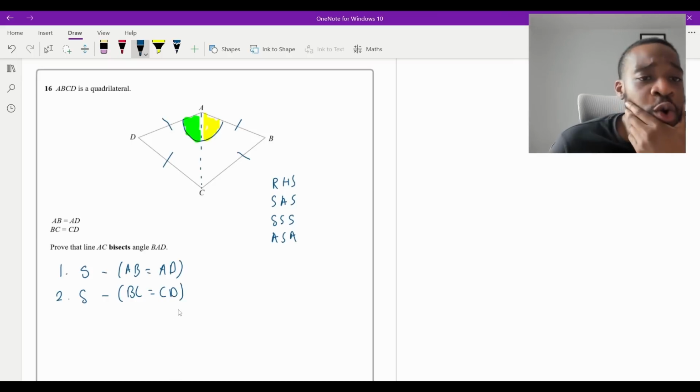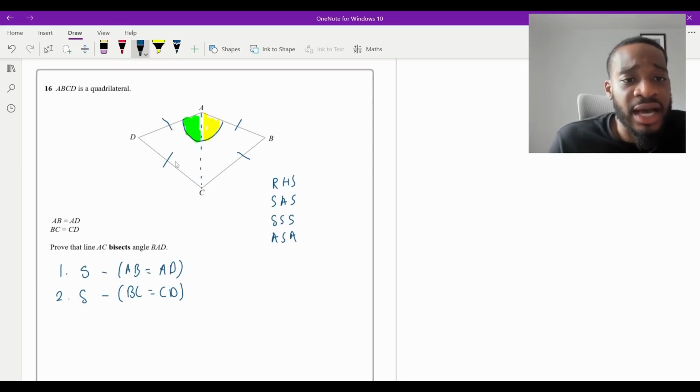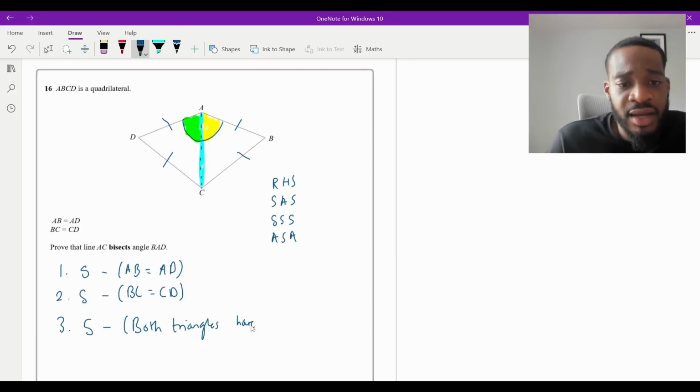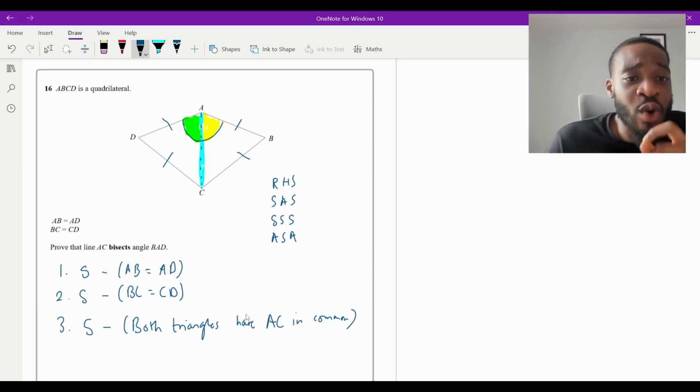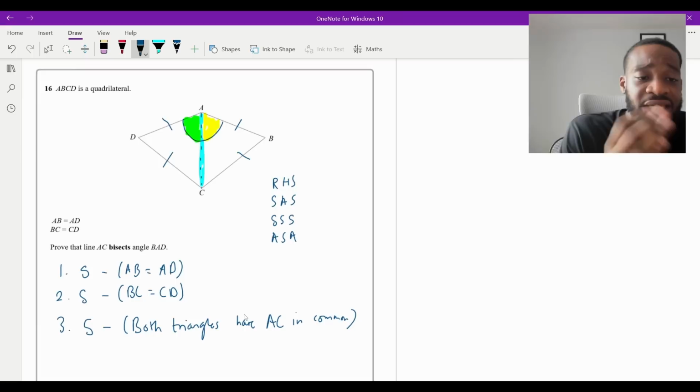Now, what else do we have? Well, what about the side that we haven't looked at? Both of the triangles share this line AC, don't they? We have that side AC on both triangles. So what I'm going to say is number 3, I'm going to write another side and then in brackets, both triangles have AC in common. AC in common. So therefore, the triangles ABC and ADC are congruent because it's side, side, side.